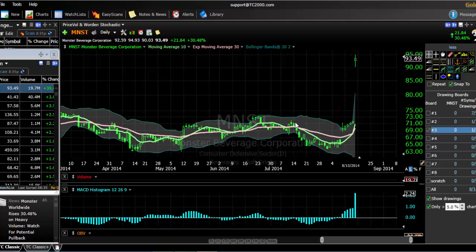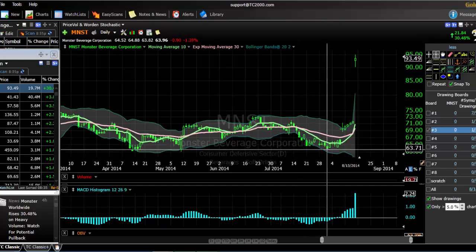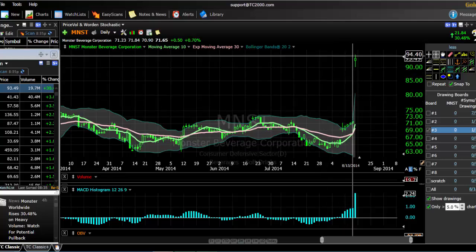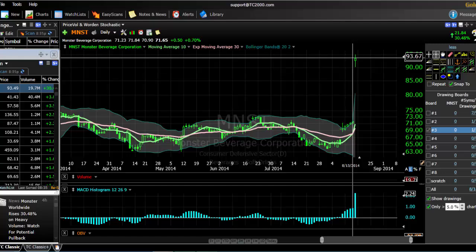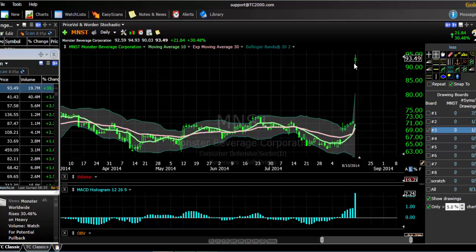In both instances, you can see right here, if you had short sold the stock from 71 all the way down to $64, okay. From here, you would have bought the stock at $63 and potentially made $94, or rode the stock all the way up to about $94 on this trade. Okay, so let's go to a different stock.